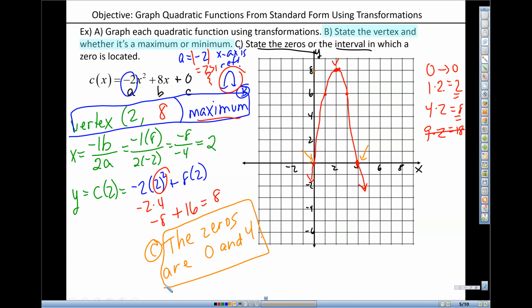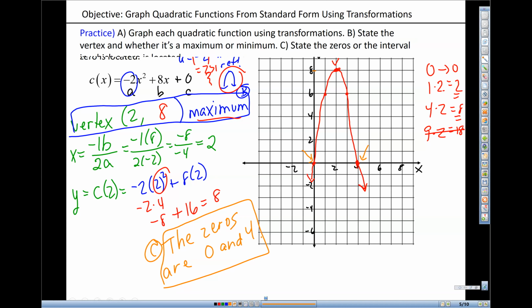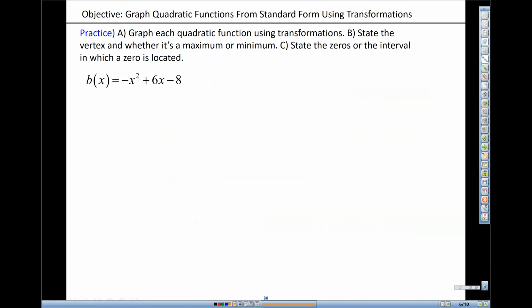All right, moving on. So here's a practice problem. I want you to do this problem on your guided notes handout or your binder paper.